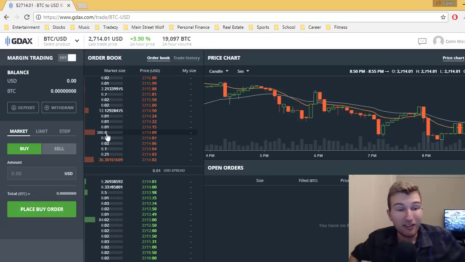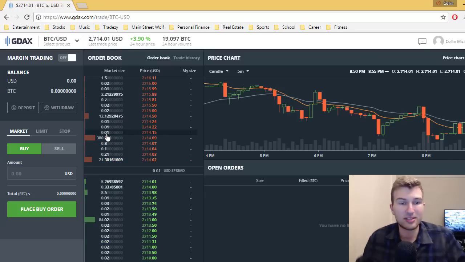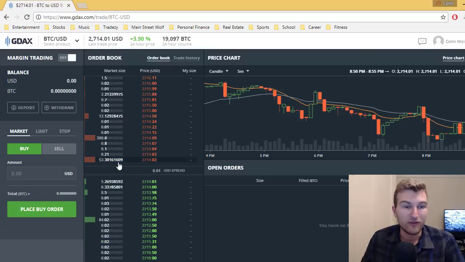This is live right now, and as you can see, there are 53 Bitcoins someone is trying to sell for $2,714.02. Whereas on the buy side, people are willing to buy 5 Bitcoins for $2,714.01. So the markets are very tight. You can see there's a 1 cent spread between the asking price and the bid price. This is the order book.